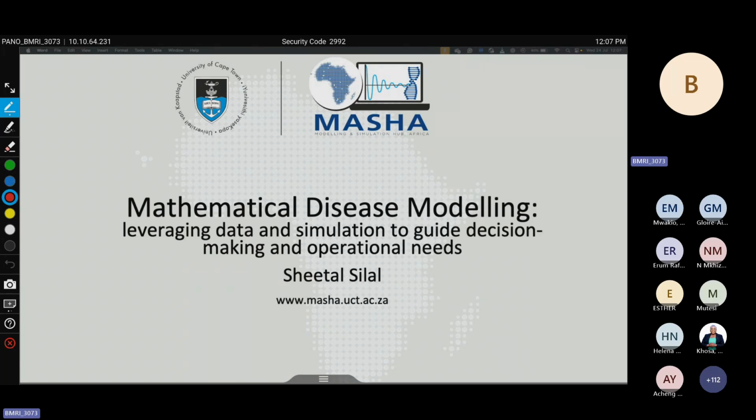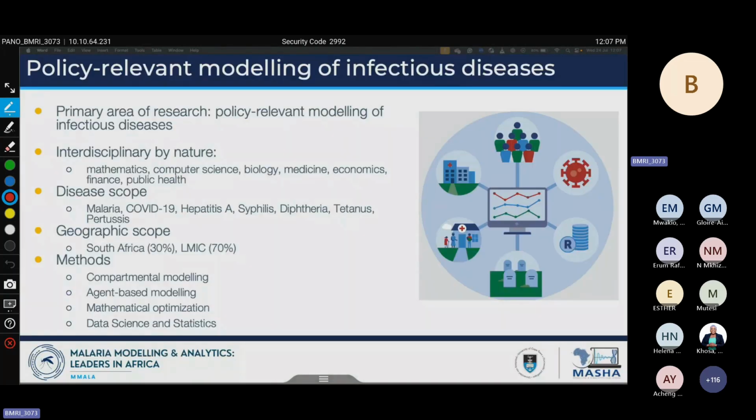Does it benefit us as academics? Probably not so much, but at the same time, we get to be doing some very impactful work. And for us at MASHA, we do value that higher. And we're lucky that our university also values and appreciates that the publications come later. So let me tell you a little bit about what we do at MASHA.